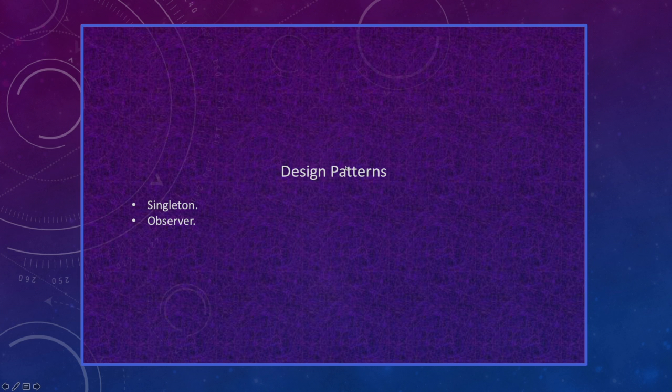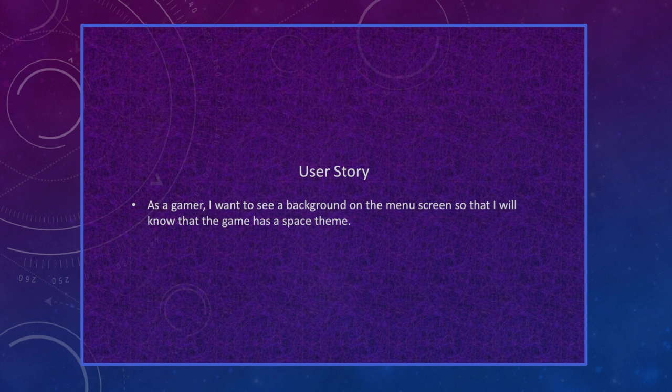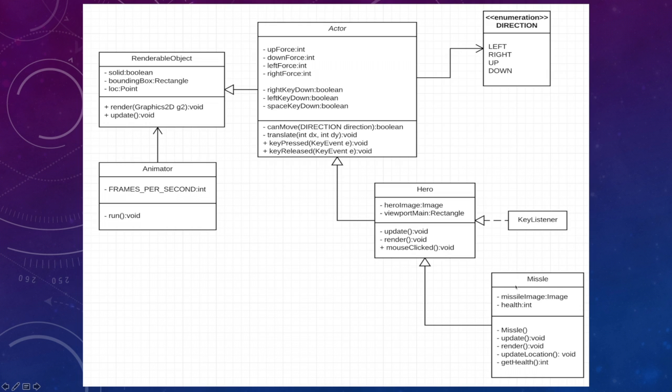Now, for the design patterns used, we used the singleton design pattern to ensure that there was only one hero at any time, period. And we use the observer pattern all over the place to have reactions to things that the hero did. Now, for through the key listener, and it shoots the missile.